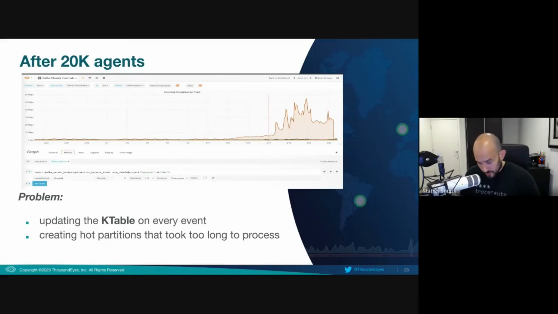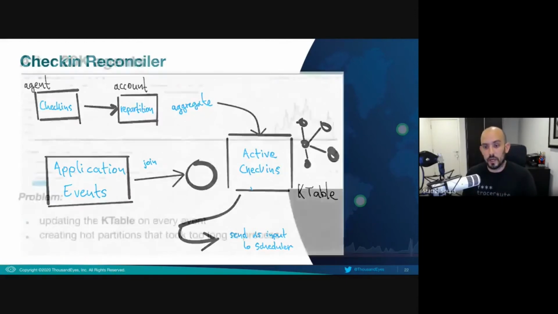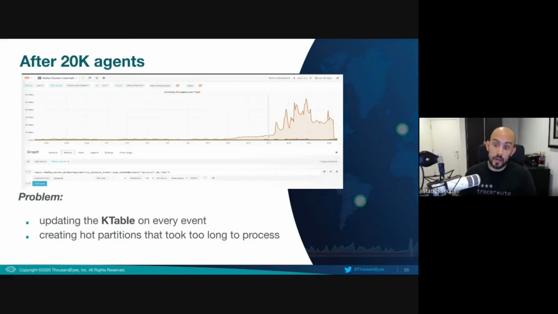Everything was okay with this application until, I guess, we reached a first bottleneck. When we reached 20K agents, we started seeing that the topics backing up the KTables were receiving lots of data. The problem was that we were updating the KTable on every event, which is not great because we are doing a repartitioning. When a customer is more chatty than others, that customer creates more data, and all customers residing on the same partition in Kafka will experience late processing.